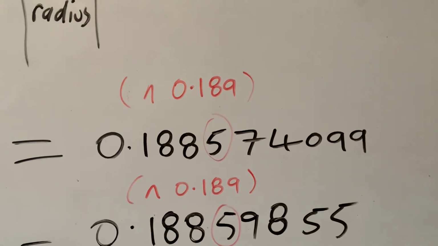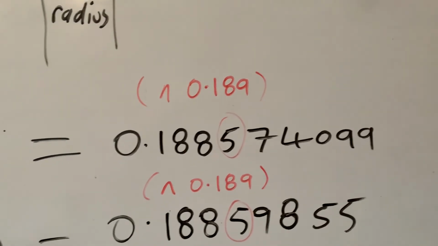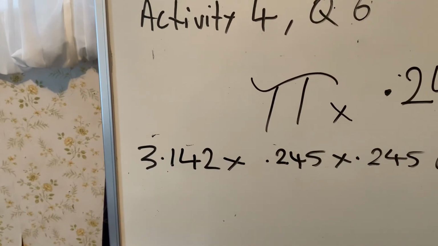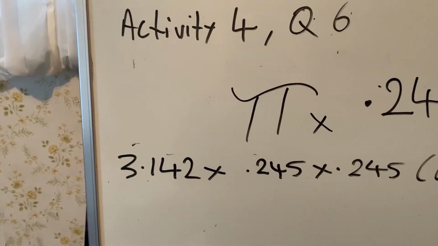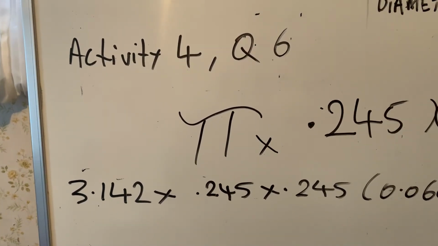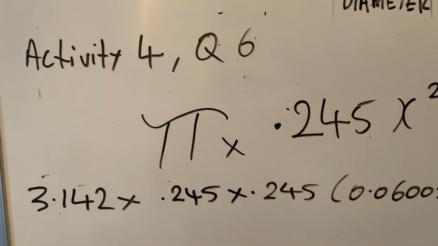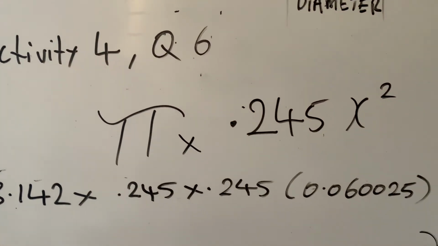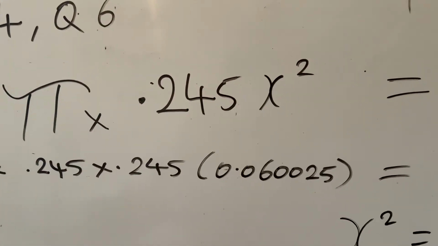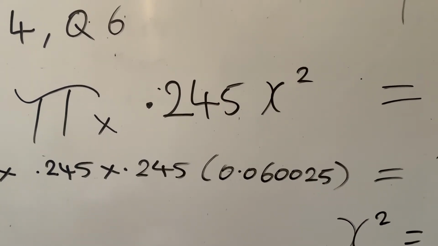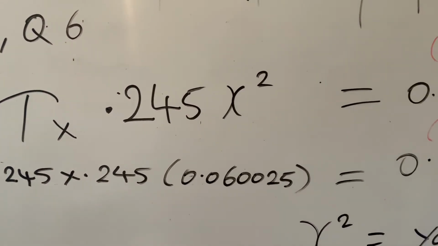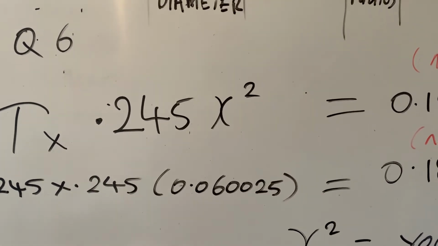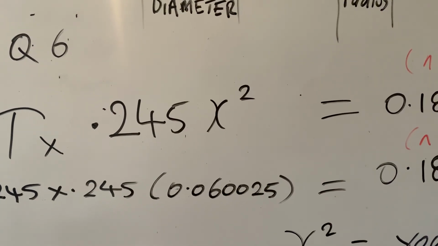0.188574099. Now I'll come back to those numbers in red in a minute. Now, if you don't have a scientific calculator, use 3.142, which is a substitute for pi, times 0.245 times 0.245. By doing that, you're multiplying the 0.245 by itself. Now, if you were to do the 0.245 times 0.245 before you do the calculation, those numbers in the brackets, 0.060025, is 0.245 times 0.245.